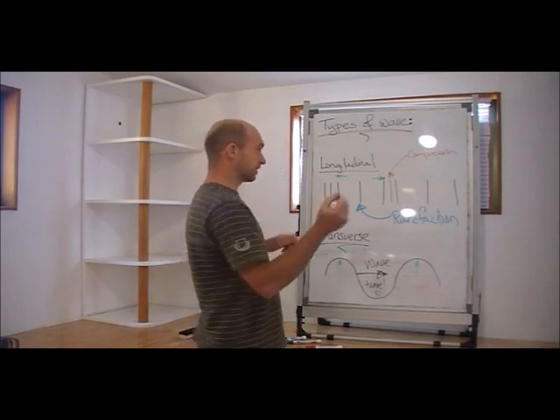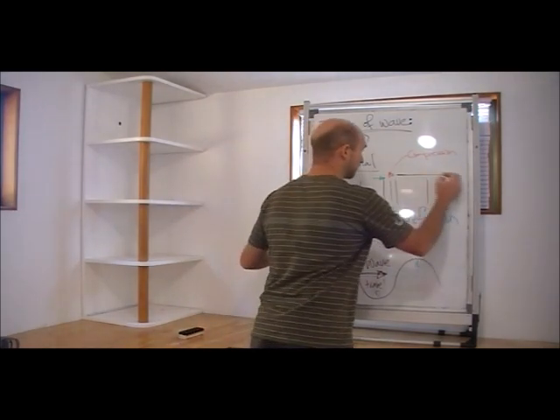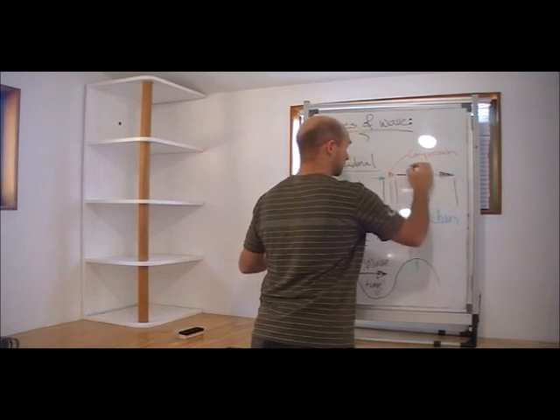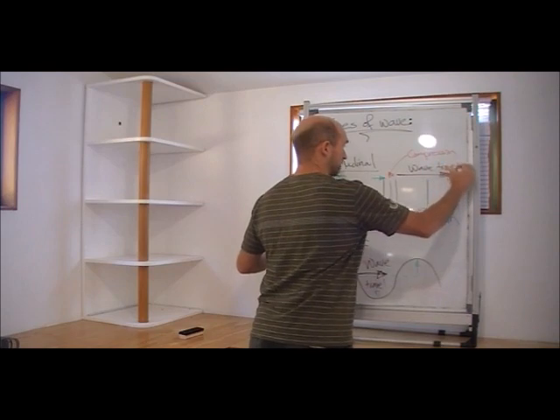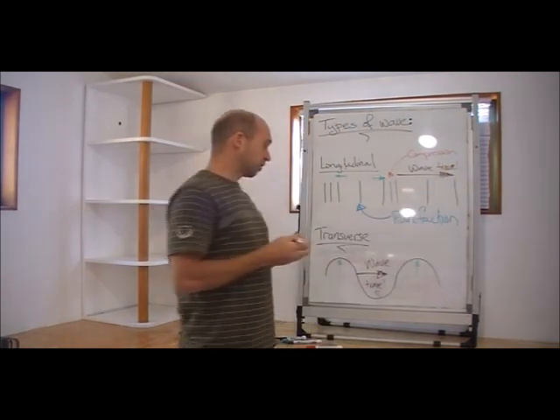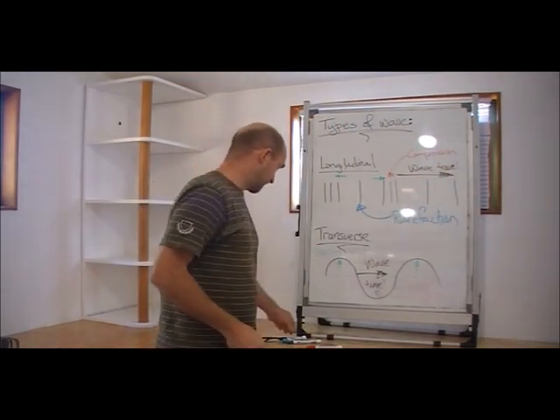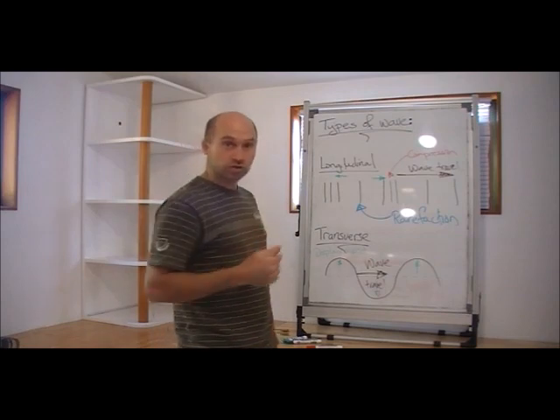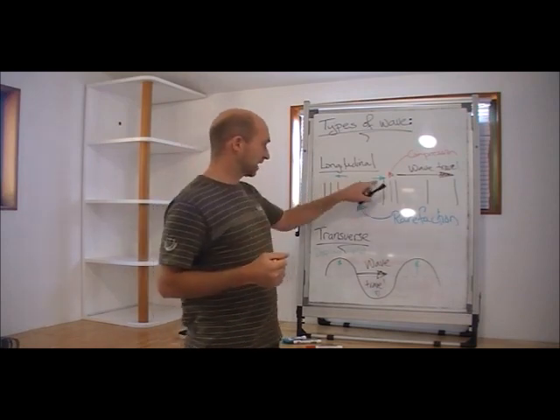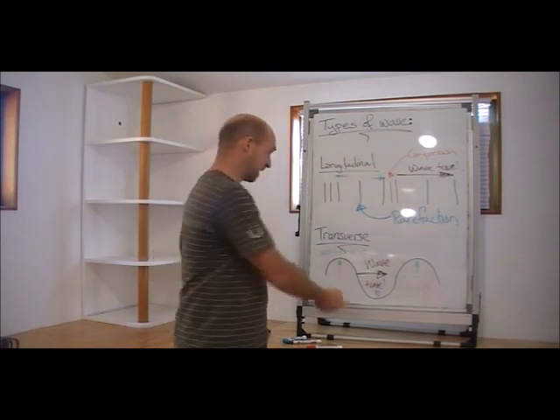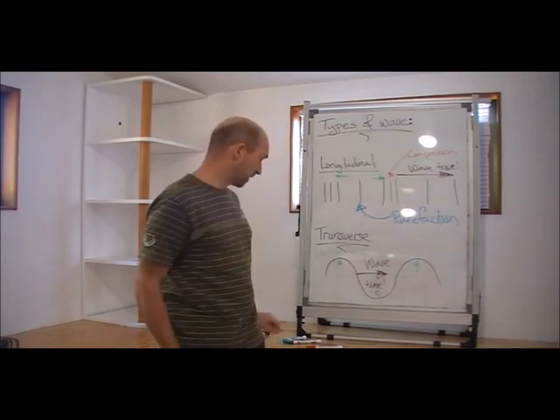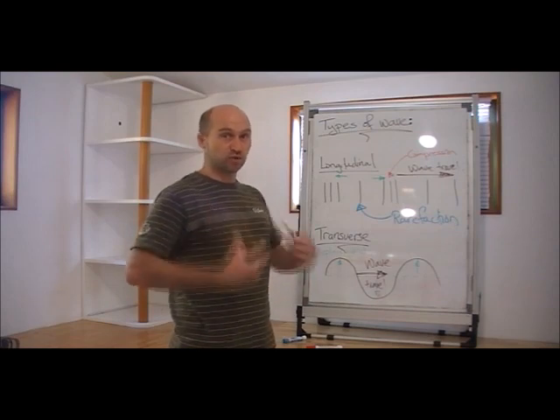Going back to our longitudinal wave, which way has the wave travelled here? It's travelling that way. Wave travel. And so what you can see is that on the longitudinal one, the particles are displaced parallel to wave travel, and on the transverse one, the displacement is perpendicular.